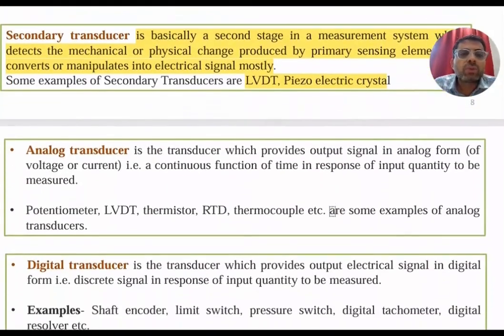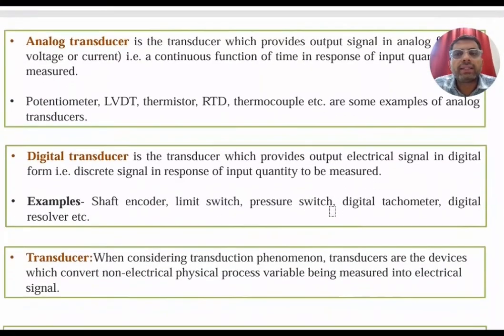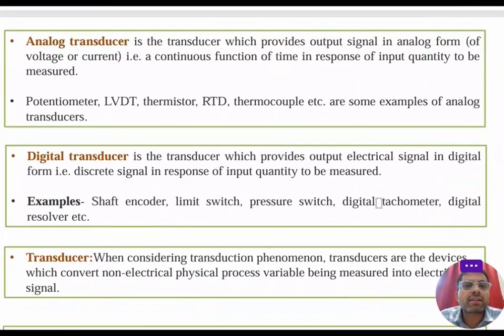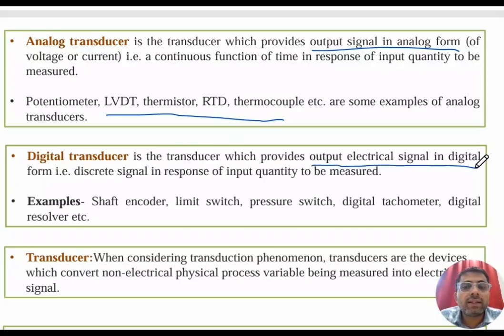Now, next is analog and digital transducer. So what is analog and digital transducer? Analog transducer is a transducer which produces the output signal in analog form. It is called an analog transducer. Examples are the LVDT, thermistor, RTD, and thermocouple. And what about digital transducer? Digital transducer is a transducer which provides the output electrical signal in digital form, meaning it gives output in digital form. What are the examples? Shaft encoder, limit switches, pressure switch, digital tachometer, etc.